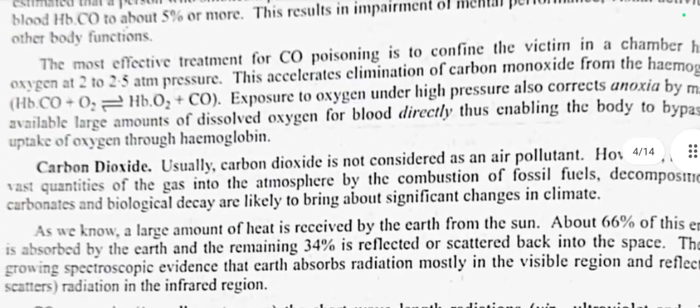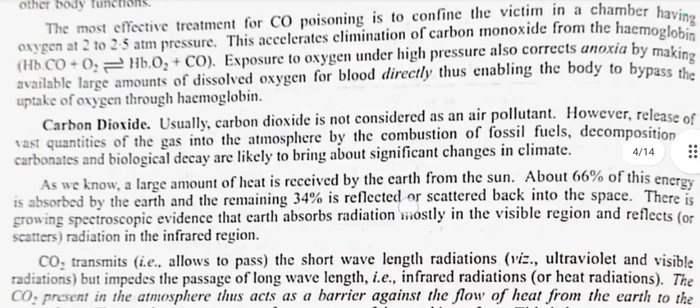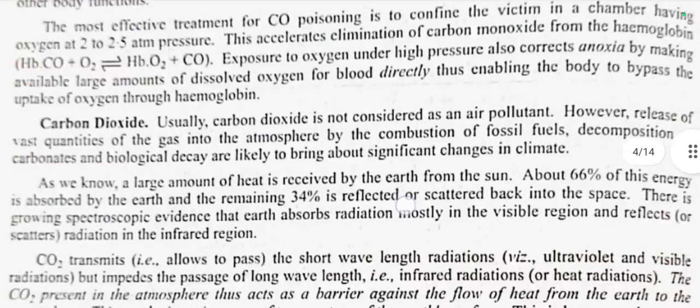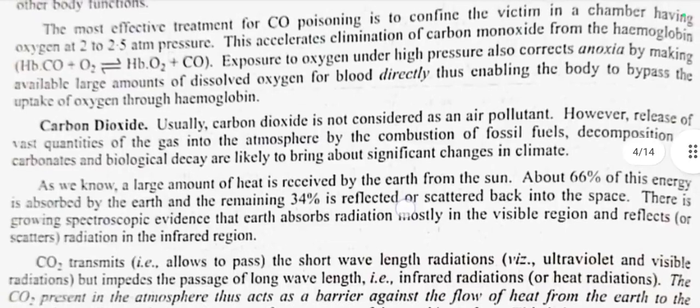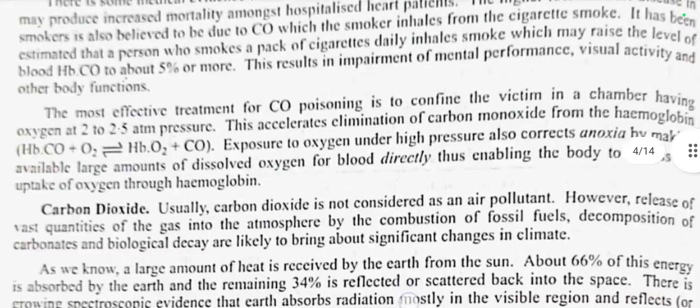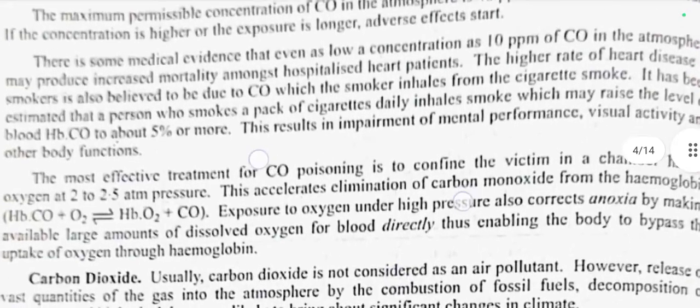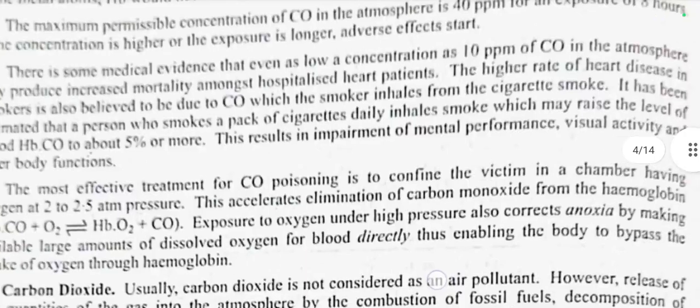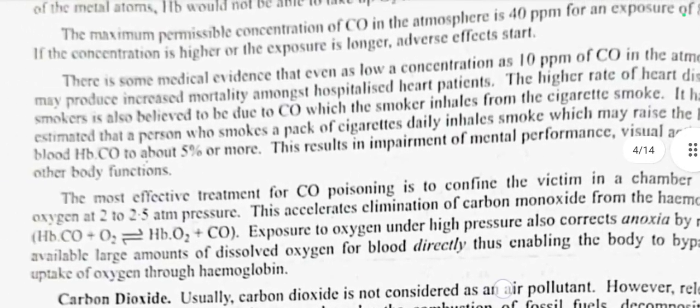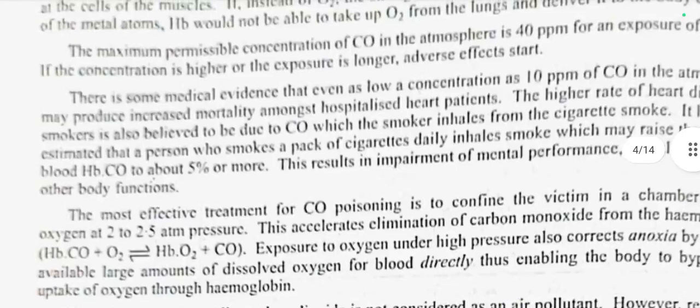The most effective treatment for CO poisoning is to confine the victim in a chamber having oxygen at 2 to 2.5 atmospheric pressure. This accelerates elimination of carbon monoxide from the hemoglobin. Hb.CO plus O2 reversibly changes to Hb.O2 plus CO. Exposure to oxygen under high pressure also corrects anoxia by making available large amount of dissolved oxygen for blood directly, thus enabling the body to bypass the uptake of oxygen through hemoglobin.